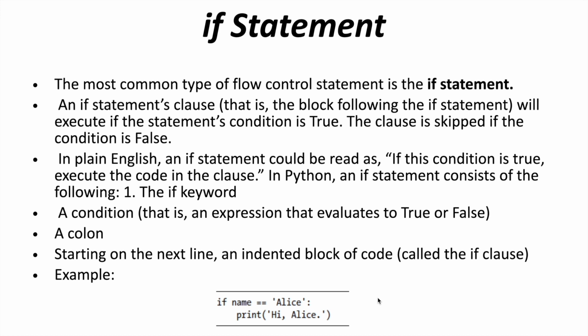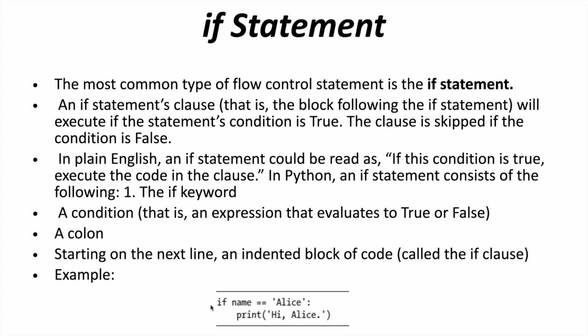Now we will see what an if statement is. The if statement's clause will execute if the statement's condition is true. Very simple. An if statement will have some condition and a block of code. If the condition is true, that block of code in the if statement will be executed. If the condition is false, the clause is skipped.